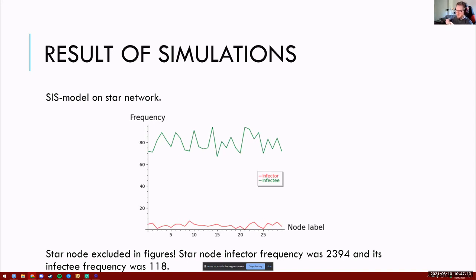And so as soon as the star node is susceptible, the only thing that can happen is an outer node infecting the star node, and as soon as the star node is susceptible, it's going to get infected again. But when it got infected, then it has to go through the uniform selection that every node is going through, and so it's not going to have a very high infectee frequency.